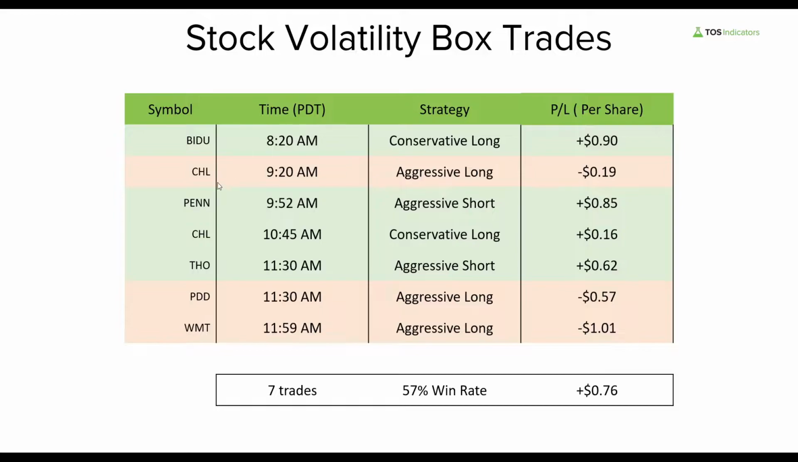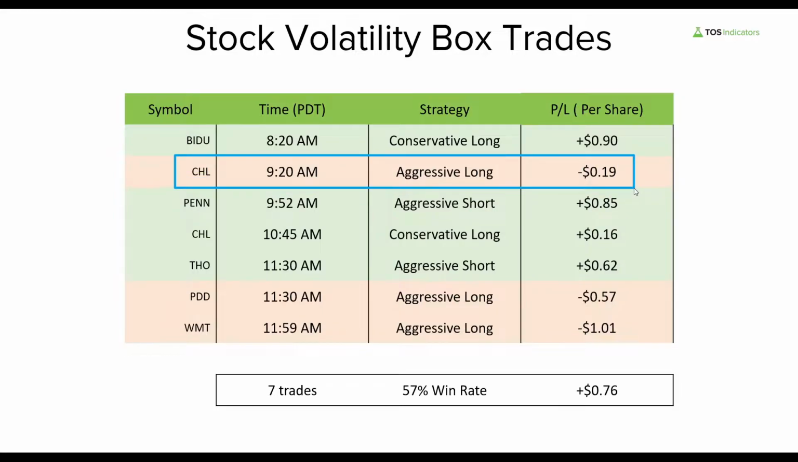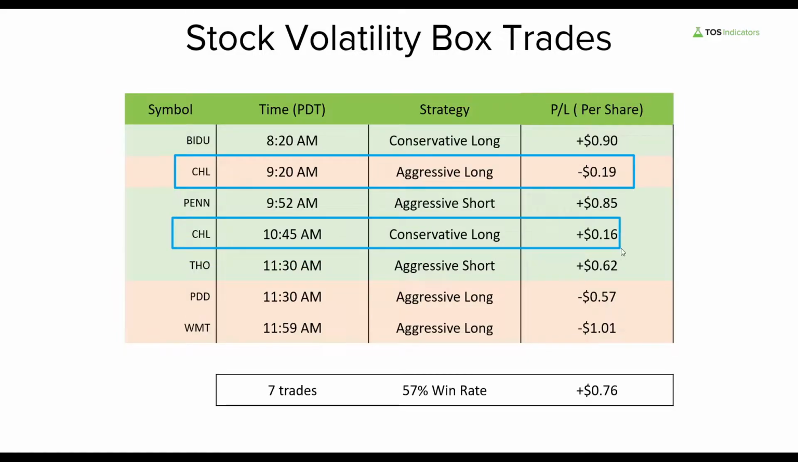We also had 2 trades in China Mobile. The first one was an aggressive long, which did not work out. That was a loss of 19 cents per share. But the second one did work out, which was an opportunity to again try using the conservative models, where our first target was a little bit less. It was still a little bit lower, but you'll see that China Mobile ended up making a nice move up from the conservative levels.